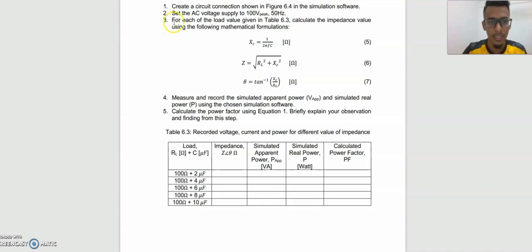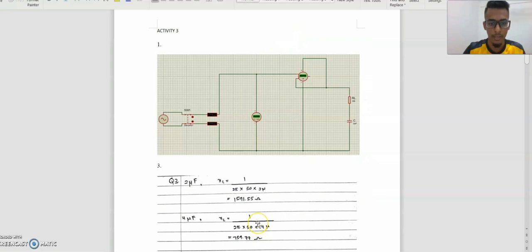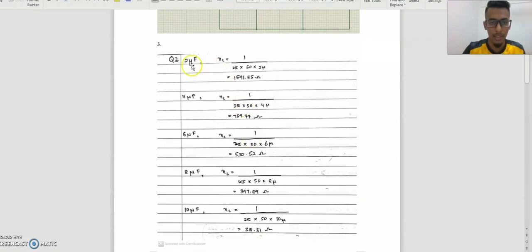Then number 3 is, for each of the load values given in table 6.3, calculate the impedance value using the following mathematical formulas. So these are the formulas, and this is where I solved the equation. First, for 2 micro F, Xc equals 1 over 2 pi times 50 times 2 micro, which equals 1591.55 ohm. So we must do this for 2, 4, 6, 8 and 10.